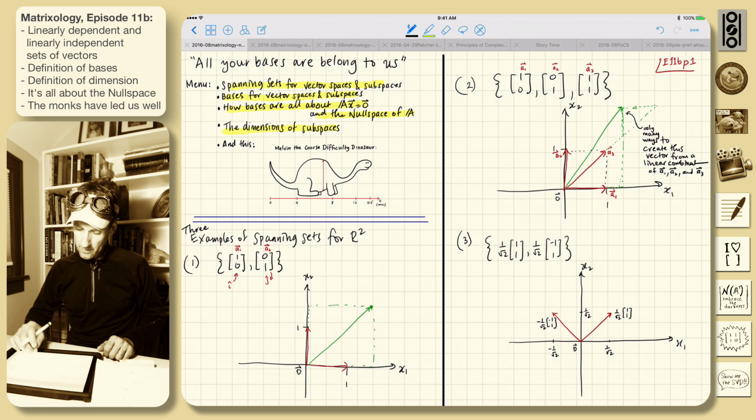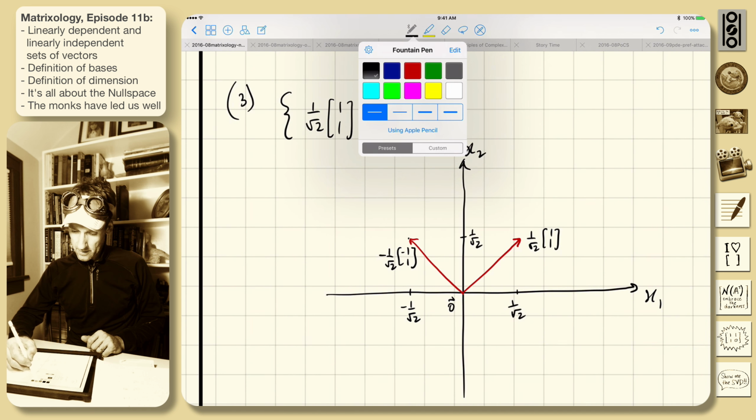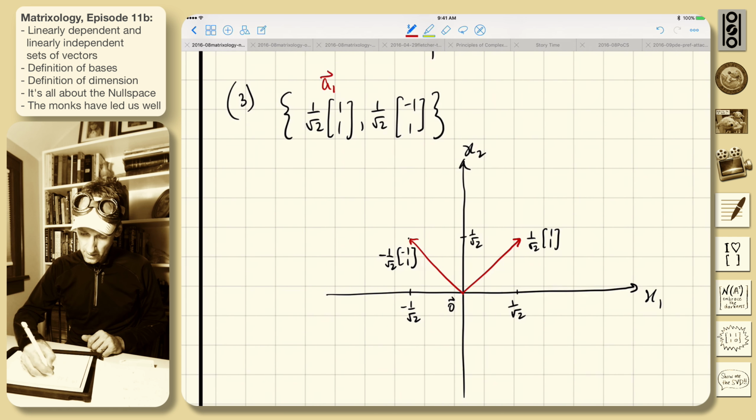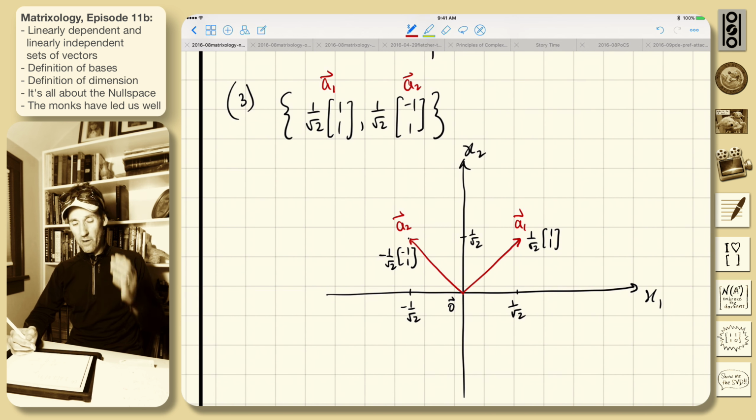Now, the third example, we're back to where we were, right? And in fact, this is a very famous kind of one, and we should see this pop up again. So here's A1 and A2. There's a 1 over root 2 out the front.